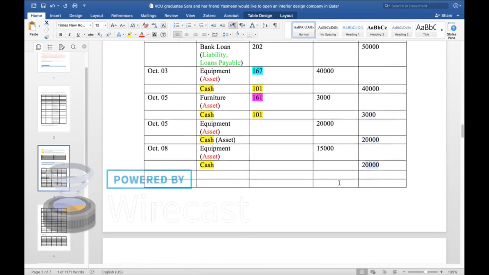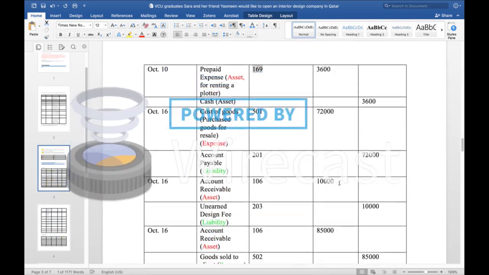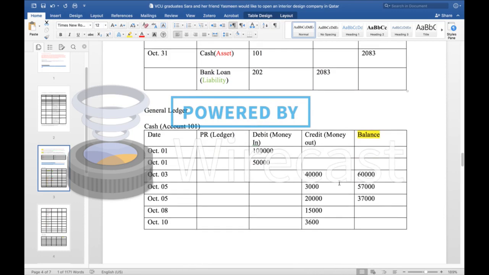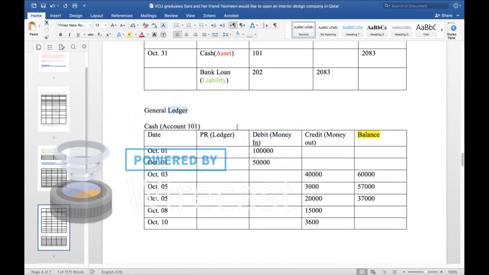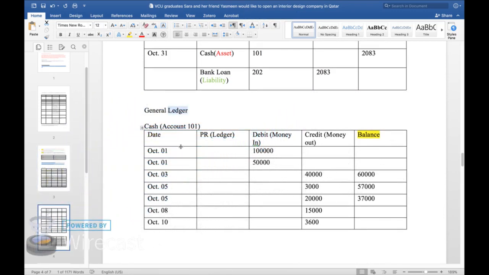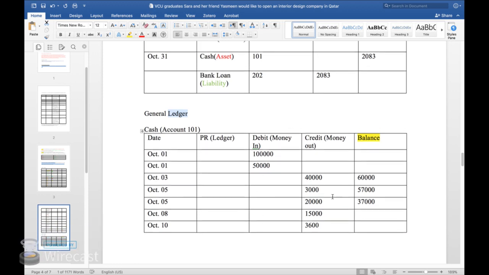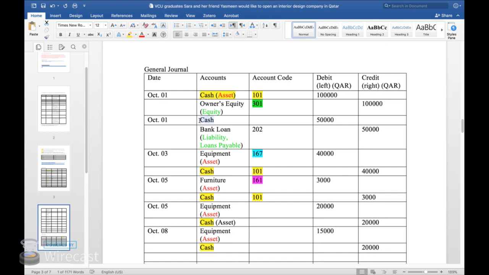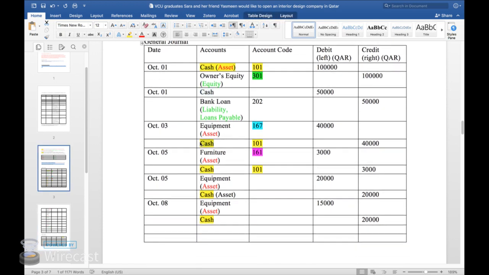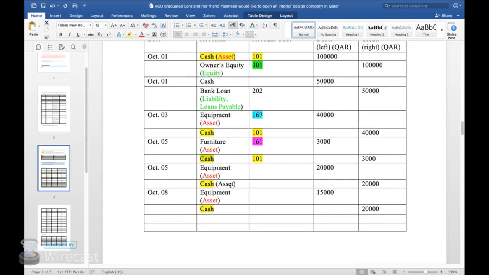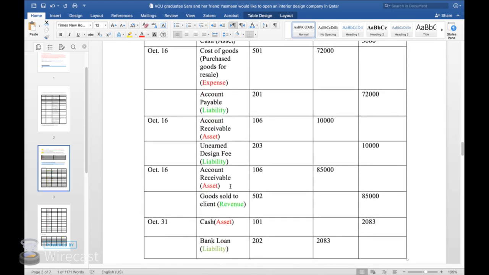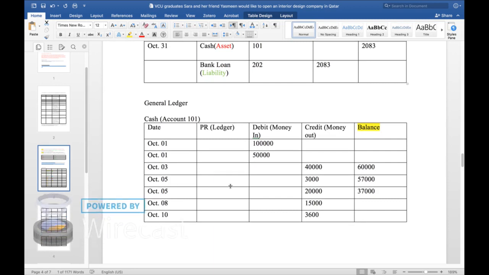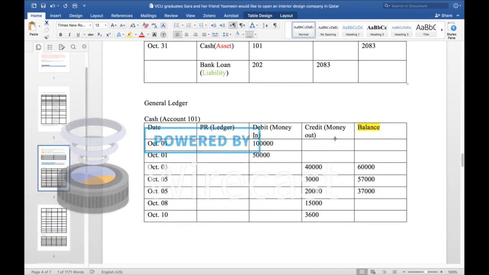When the journal is finished, we would combine the transactions into a ledger. For example, there are quite a few transactions that all involved cash. We would combine them together. If we go back and look, October 1st, there's a cash. There's another cash. Here's another cash. Here's another cash.